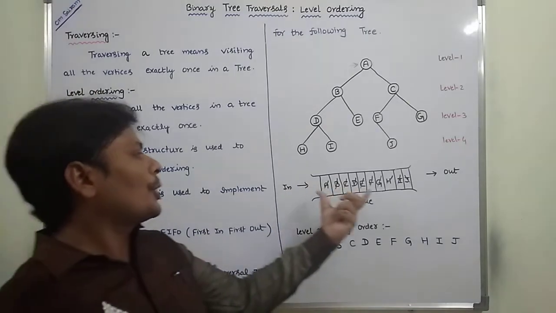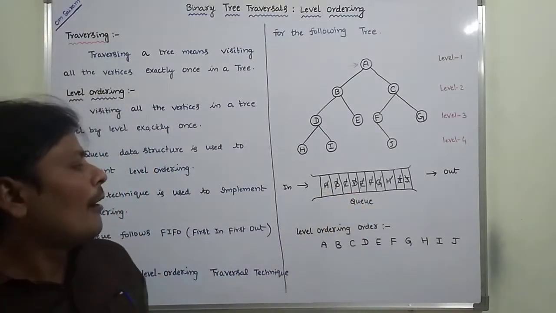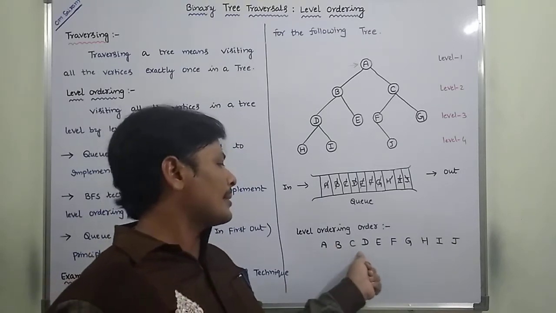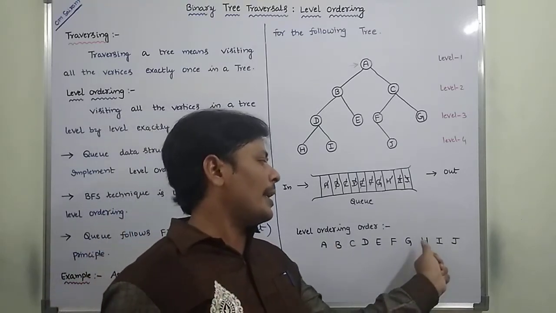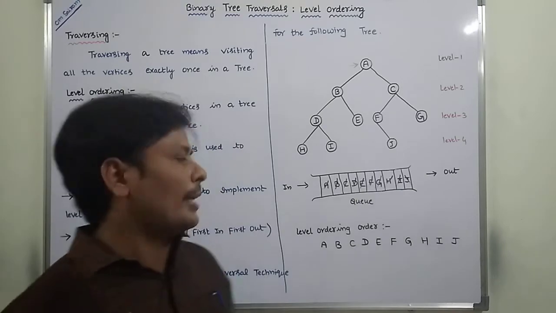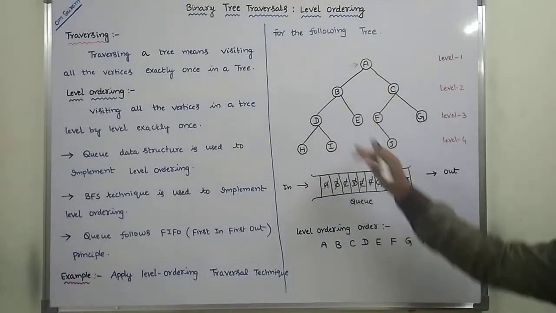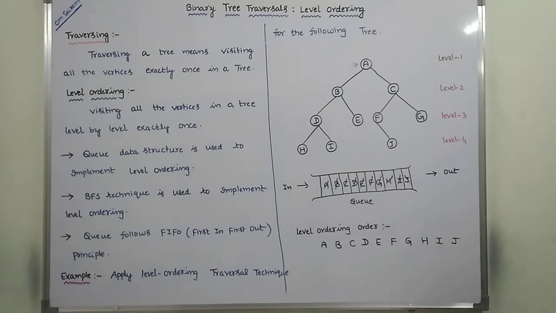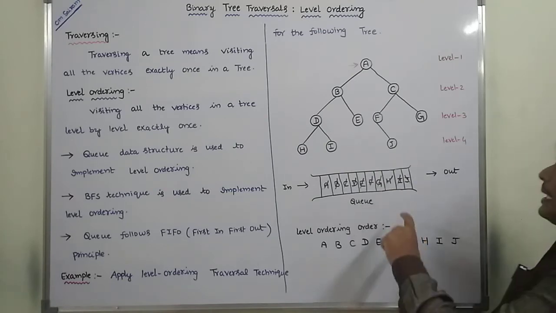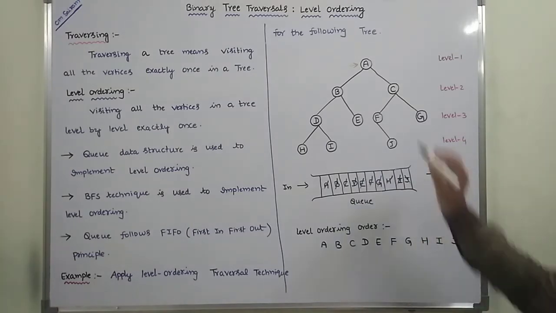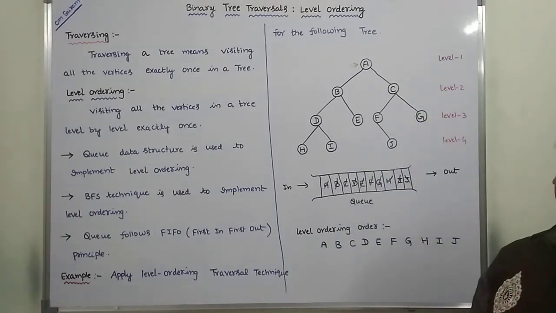Now Q is empty. All the vertices are visited. So A, B, C, D, E, F, G, H, I, J. So this is the level ordering of a particular tree. This is the implementation based on Q, which is generally how level ordering is performed.